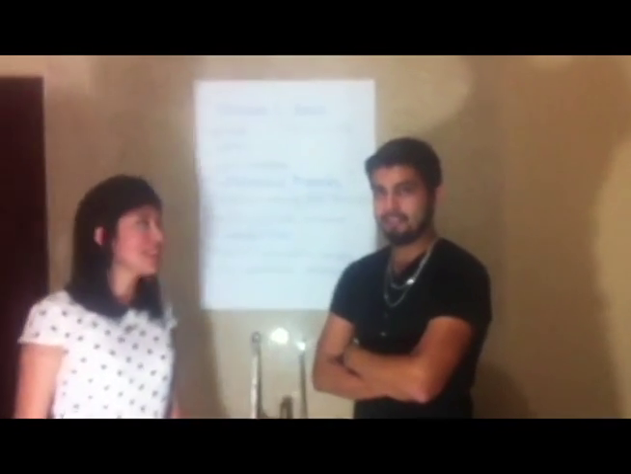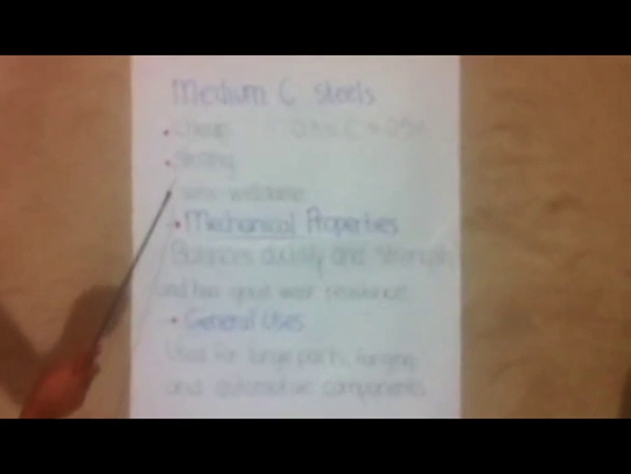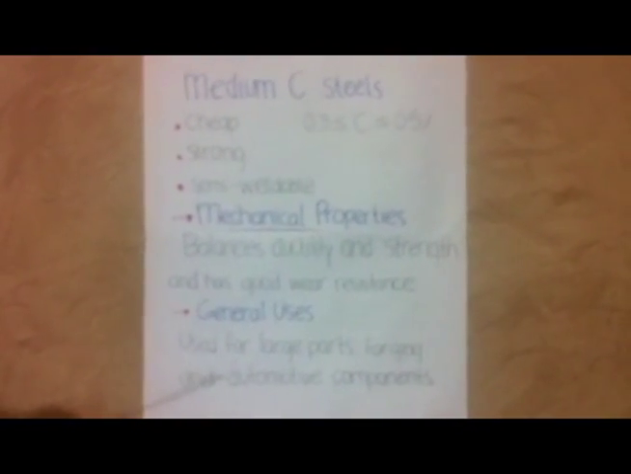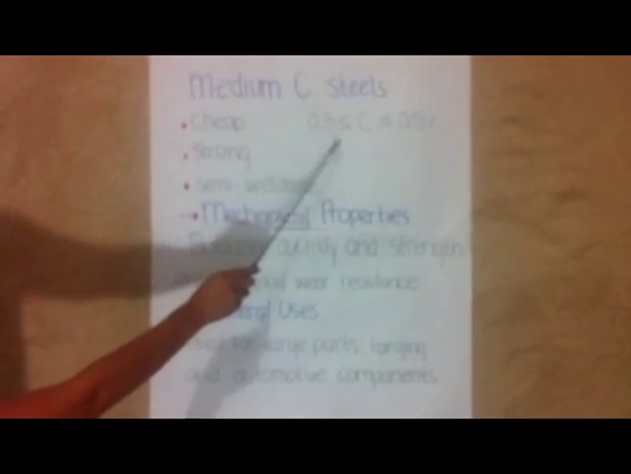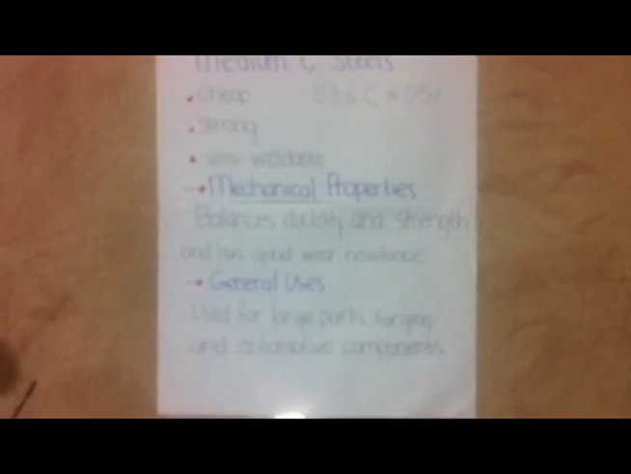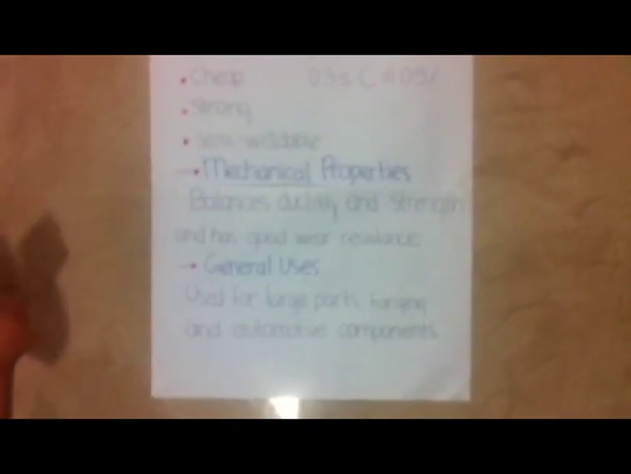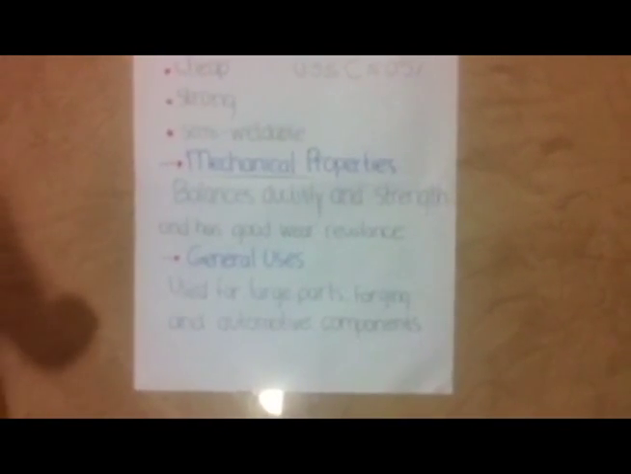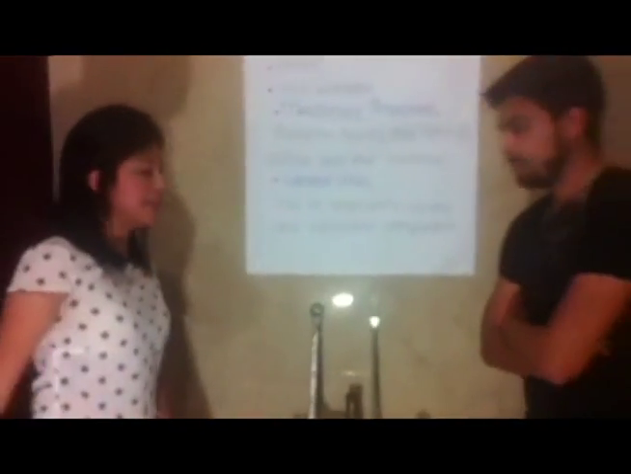Medium carbon steels. Medium carbon steels are also cheap, strong, and semi-weldable. The carbon content in medium carbon steel is between 0.3 and 0.5%. Mechanical properties: balances ductility and strength, and has good wear resistance. The general uses are large parts, forging, and automotive components.